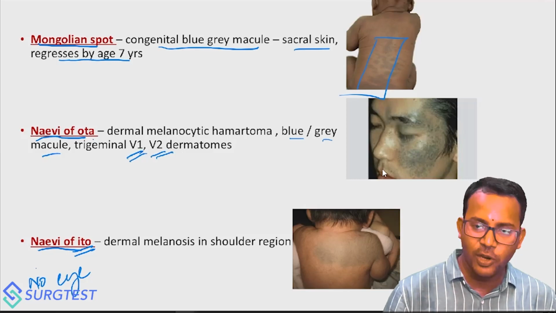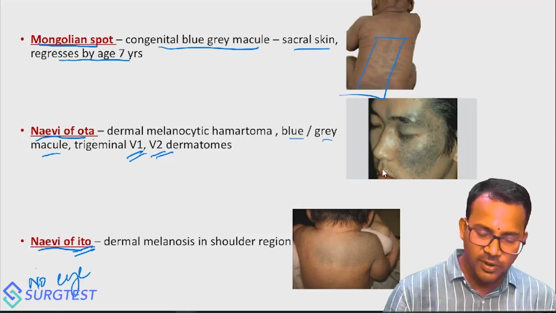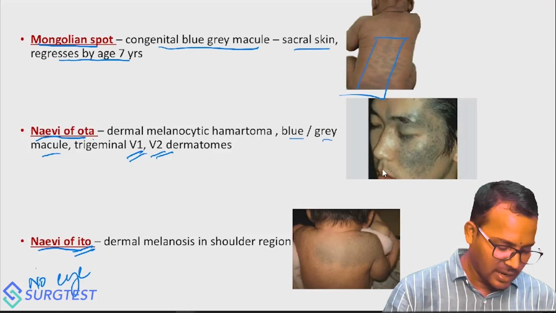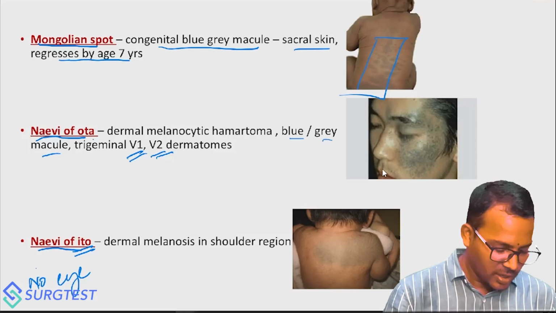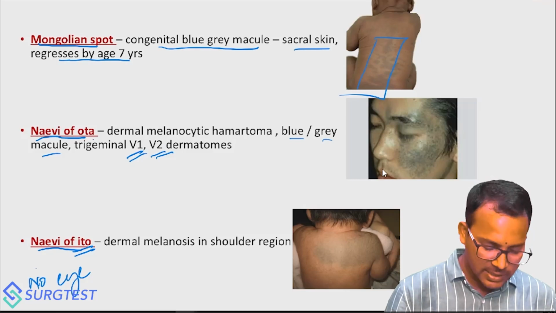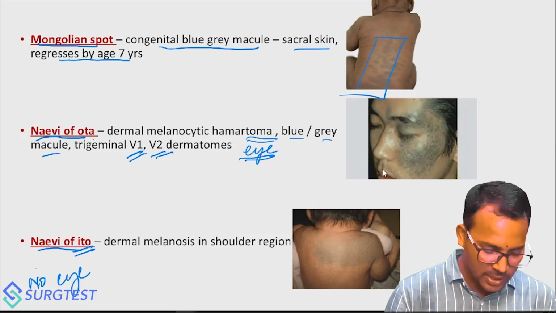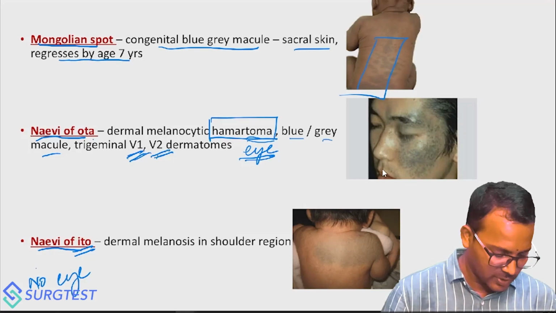Okay, V1, V2, and V3 are the dermatomes of the trigeminal nerve that you already know. Okay, V1 and V2 will be in and around the eye. So that is the reason I asked you to remember that Ito is not near the eye. Nevi of Ota alone is near the eye. This is near the eye. So these are the dermal melanocytic hamartomas, okay, which are in the distribution of the trigeminal V1 and V2 dermatomes. Nevi of Ito, no eye.